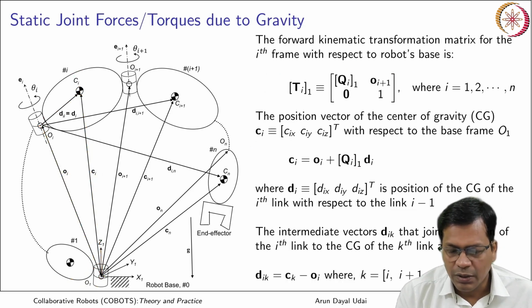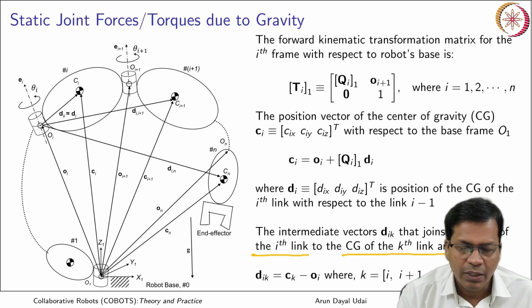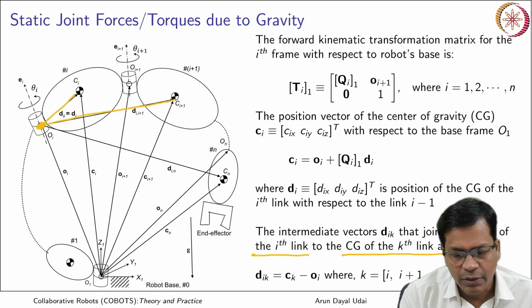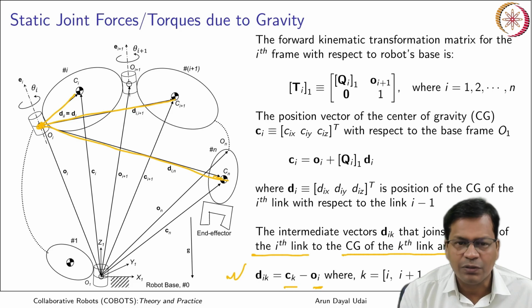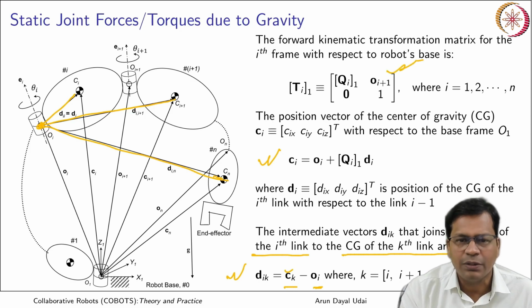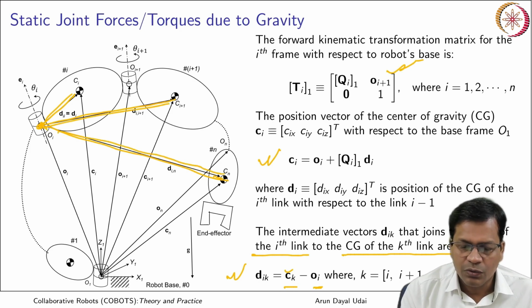Okay. Now the intermediate vectors, that is d_ik, that joins the origin of the ith link to the CG of the kth link. Let's say this is the ith link. So these are the vectors. All these vectors can be found out using d_ik equal to Ck minus Oi. Ck, you have extracted here, all the Ck. Oi, you already know, you have taken it from here. Using that you can calculate all these vectors. So that is very, very important.